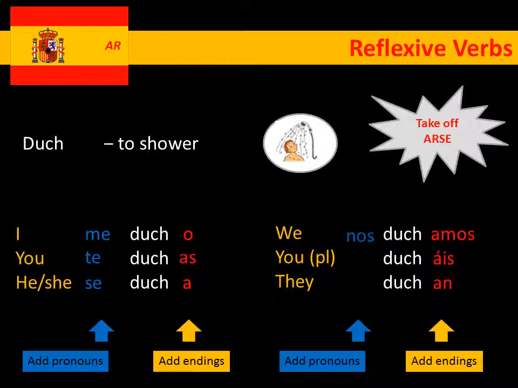Okay, on to the plural ones. Nos duchamos. We shower ourselves. We have a shower. Next one. Os ducháis. You plural shower. And then the last one again is se duchan. And we need to make sure that these pronouns match up. So obviously it's me with the first person, te with the second, and so on and so forth.